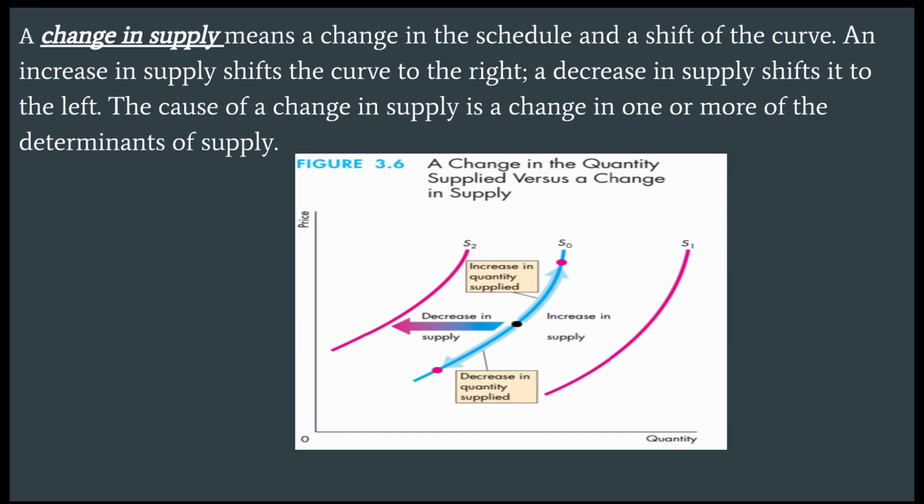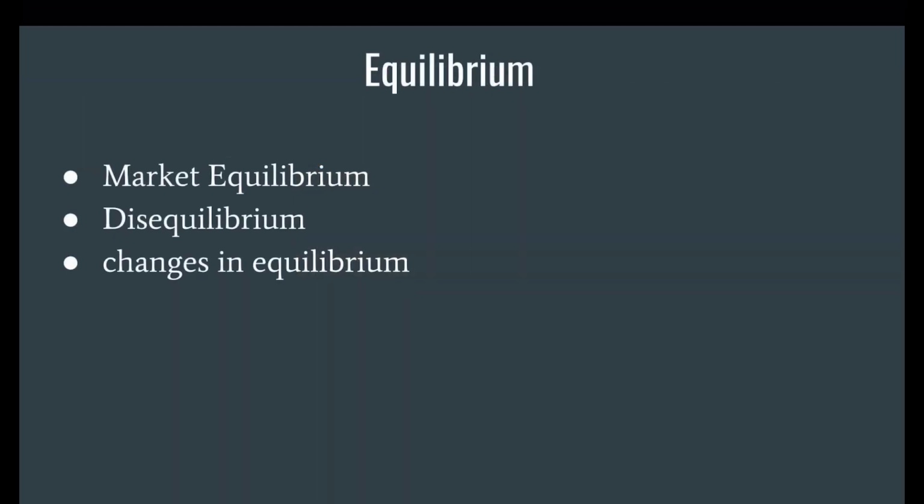A change in supply means a change in the schedule and a shift of the curve. An increase in supply shifts the curve to the right; a decrease in supply shifts it to the left. The cause of a change in supply is a change in one or more of the determinants of supply.